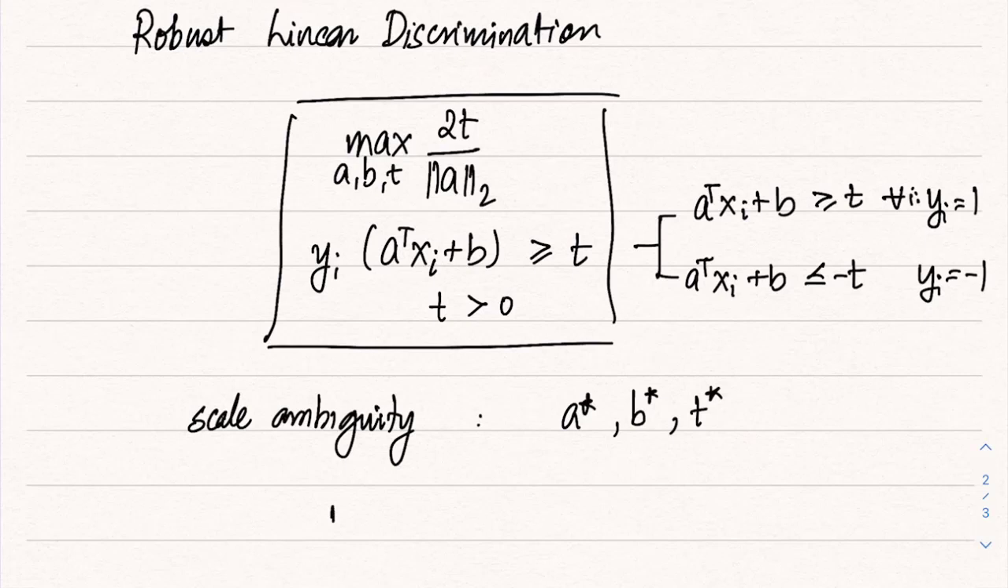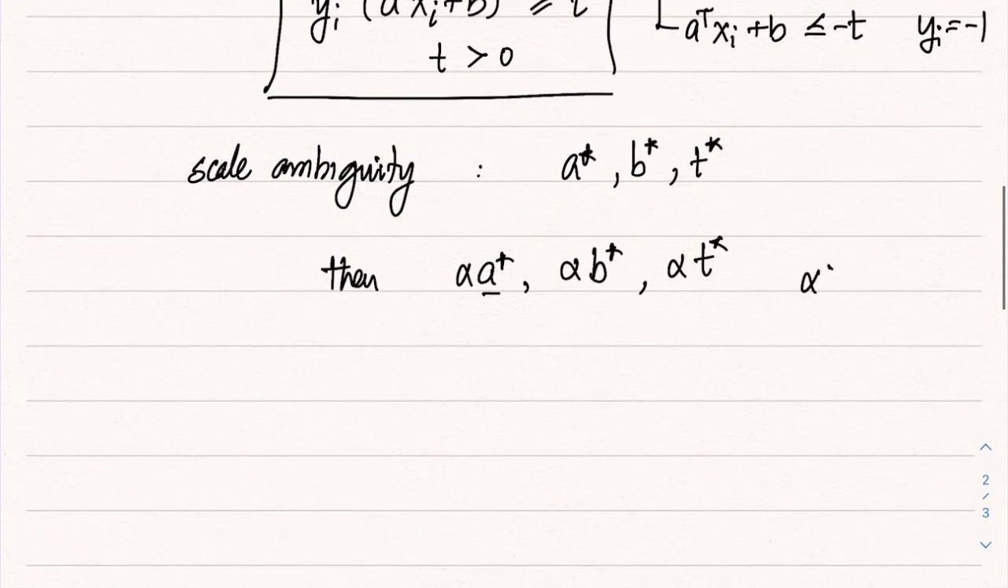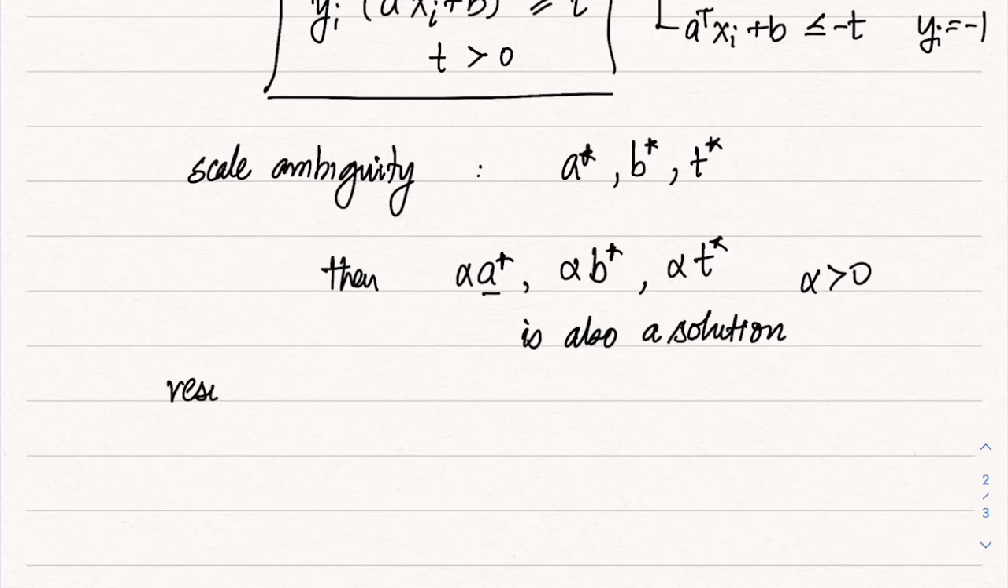Then observe that alpha times A star, alpha times B star and alpha times T star, where alpha is a scalar greater than 0, is also a solution. So we can have any solution or its scaled versions. So how do we resolve it? We can always resolve it by setting T star equal to 1. So without loss of generality, we can set T star equal to 1.